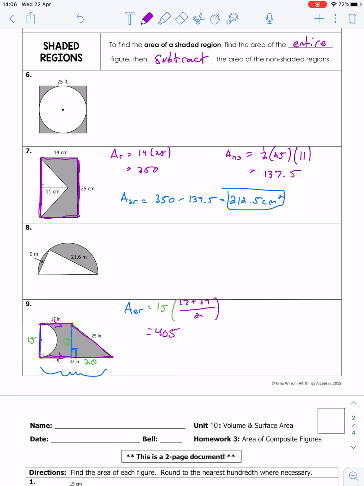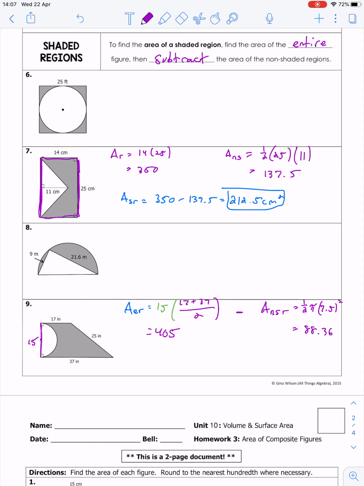And then we have to subtract the area of the non-shaded region. The non-shaded region is just the circle. So we found out the diameter is 15, which means the radius is going to be 7.5. So the area of the entire circle would be pi r squared. Since we're taking half of a circle, we have to multiply it by 1/2. And that's going to give us 88.36.